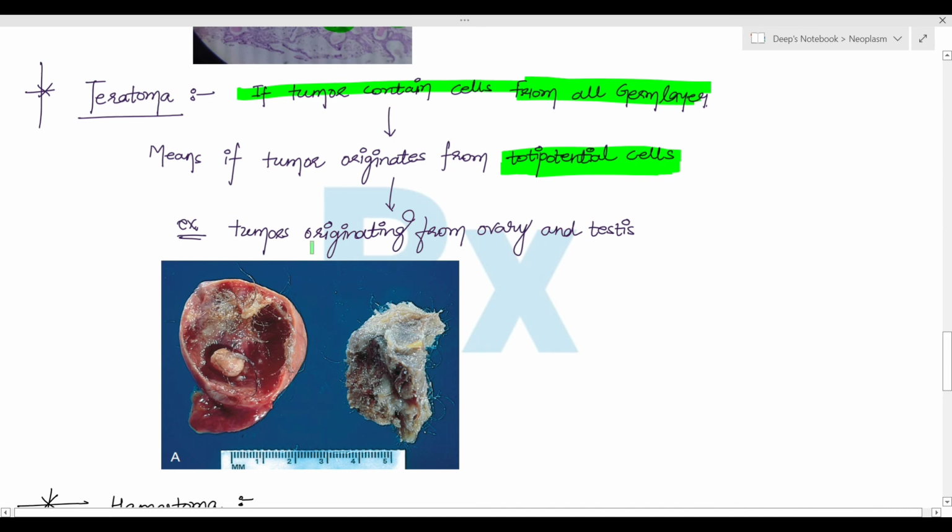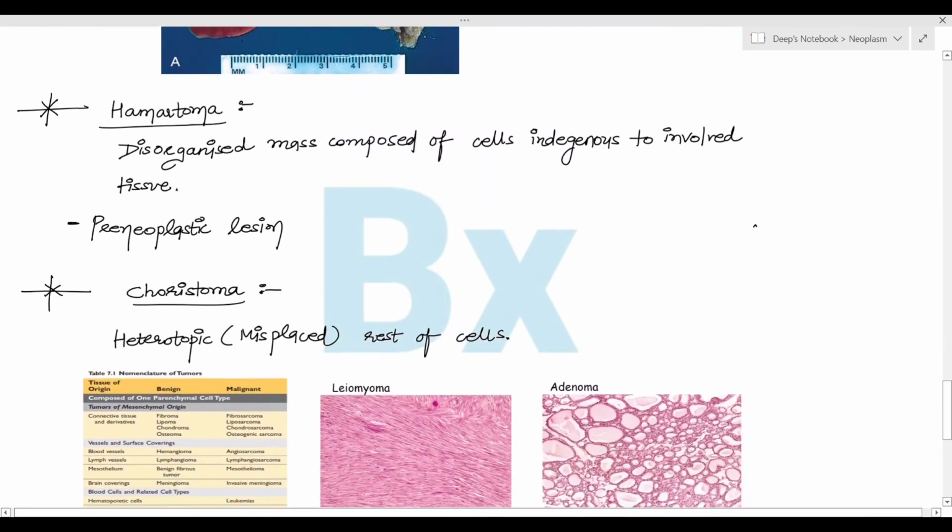For example, if a tumor arises from the ovary or testis, because ovary and testis have totipotential cells, then it is called a teratoma. You can see the gross picture. It has hair. See, it has hair. It is an ectodermal component. So it's an example of teratoma.